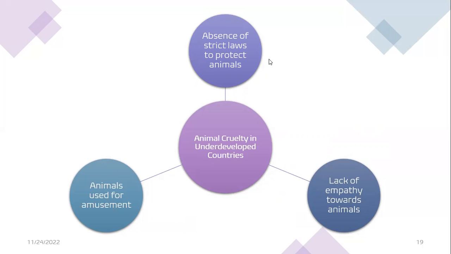So, again, with animal cruelty in underdeveloped countries, these 3 points would be the 3 paragraphs of your essay. And you would, of course, add more evidence to each point as you go along.